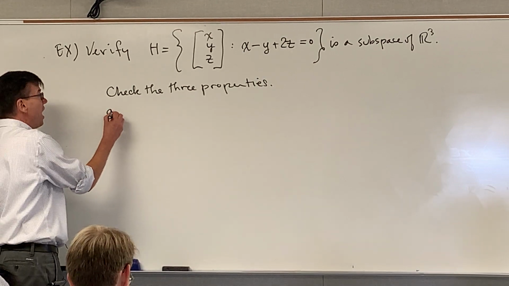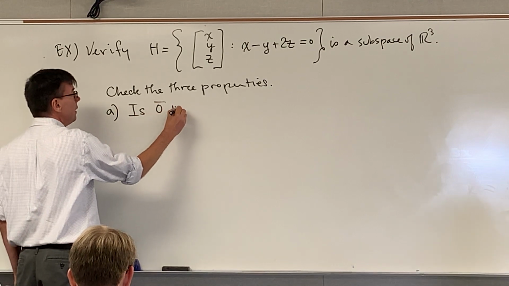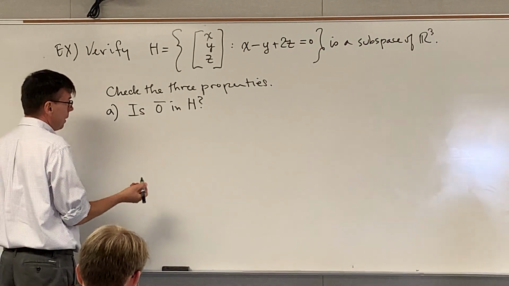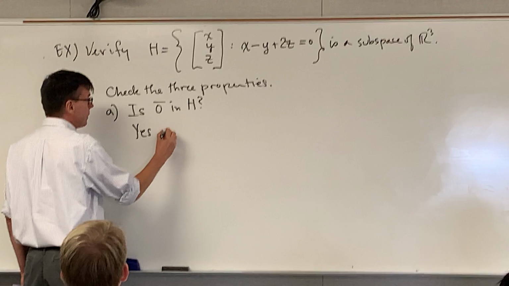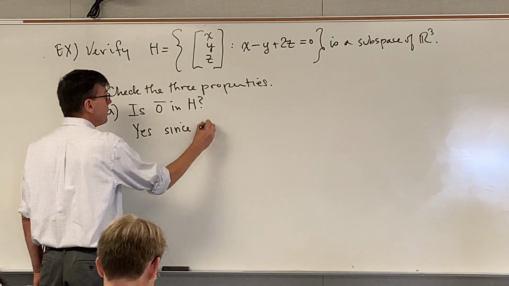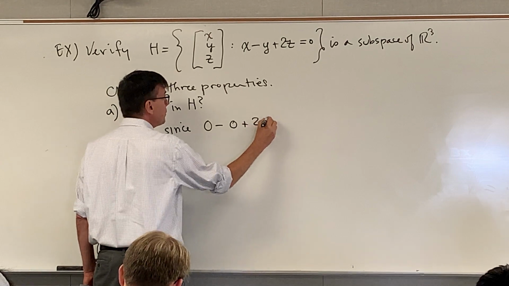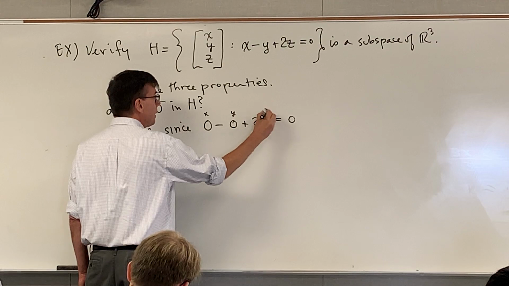So A, the question is is 0 in H, and the answer is yes. Since 0 minus 0 plus 2 times 0 equals 0. So this is an x coordinate, this is a y, this is a z.